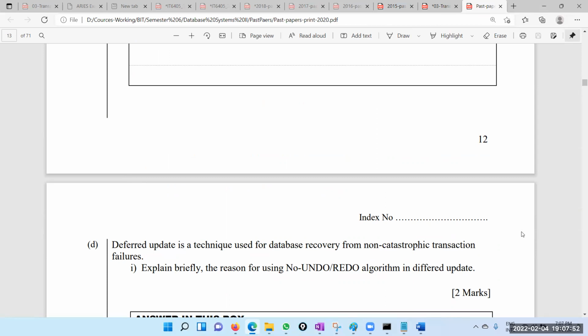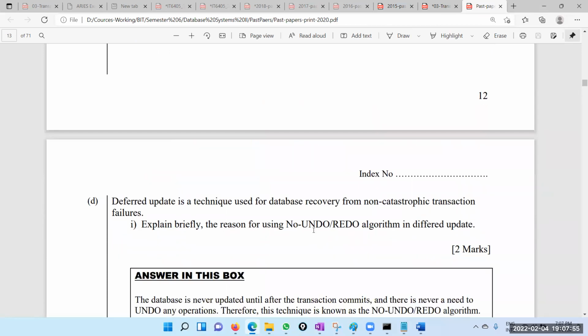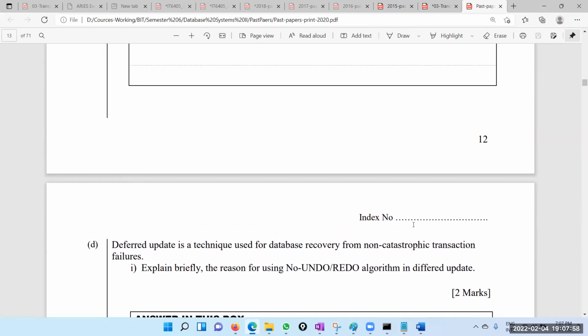Explain briefly the reasons for using no undo redo algorithm in deferred updates. So now in deferred update, it's only redo. We don't do undo. Why? That is the question. Deferred update means, remember the 4 combinations: steal, no steal, immediate and deferred update. In deferred update, we do not update or flush the values immediately after commit.